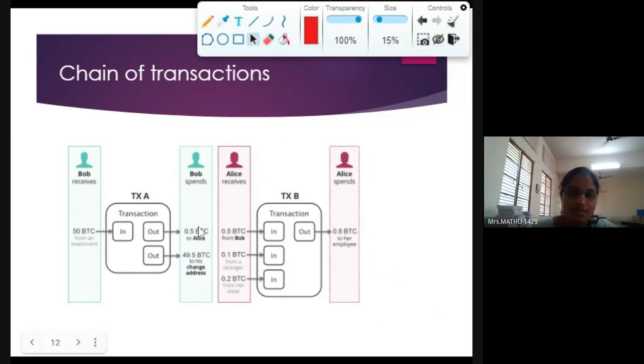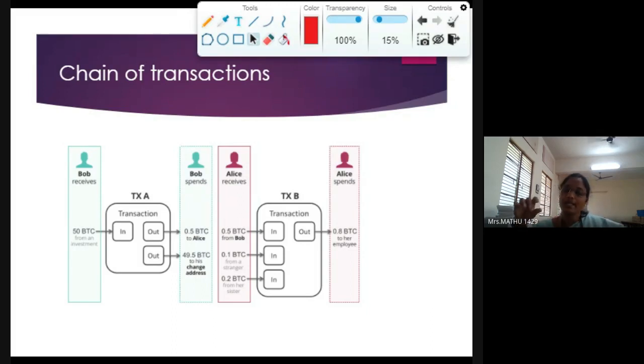In this particular picture, Bob has received 50 bitcoins through some business, or some investment. So the input is his unspent coins, and he is having 50 bitcoins now. Now he wants to spend those bitcoins, and he is going to spend them for two outputs.